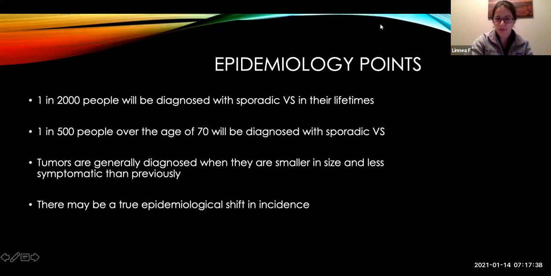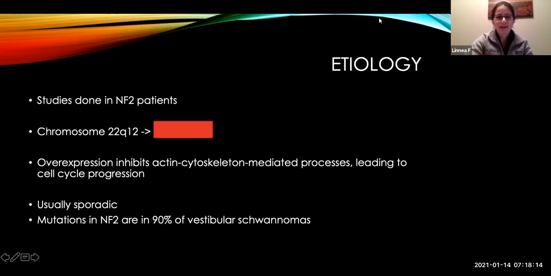Those are my little bullet points for epidemiology. 1 in 2,000 will be diagnosed with sporadic vestibular schwannoma in their lifetimes. 1 in 500 over the age of 70 will be diagnosed with sporadic vestibular schwannoma. These days, they generally are diagnosed when they're smaller and less symptomatic, largely because there's a higher suspicion when someone presents with unilateral sensorineural hearing loss. Now we're all triggered to think, we have to get an MRI, that could be a vestibular schwannoma. So luckily, with that education, they are diagnosed when they're smaller, but there may also be a true epidemiological shift happening, which is always interesting to think about.